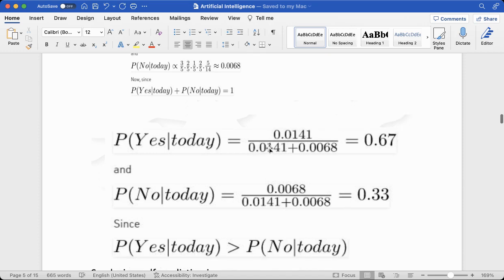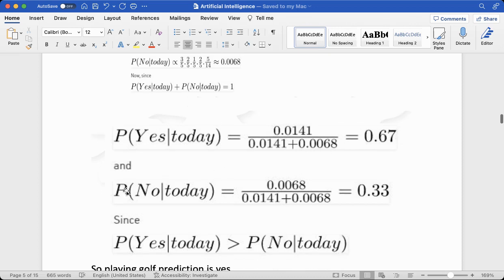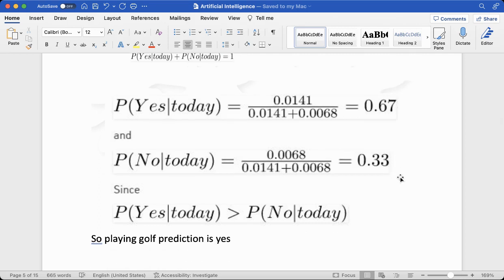The total yes is 0.014, plus, because x is the outcome value for yes or no, plus 0.068 in the case of no, right? When we add this and divide by that, the value comes to 0.67. And in the case of no, it will work the same way, right? The value of no, divided by yes plus no, will come to 0.33.